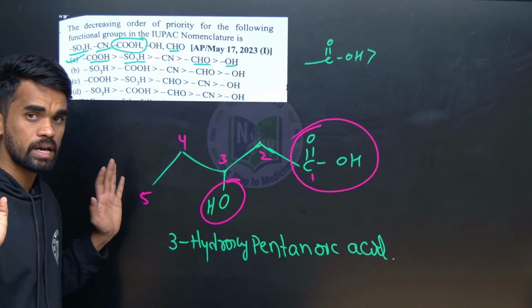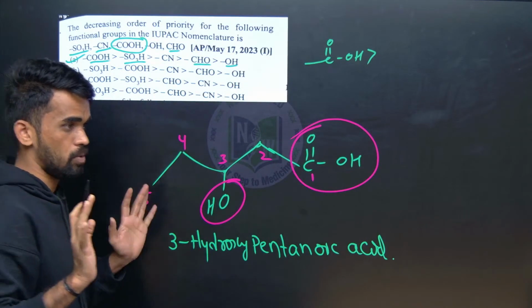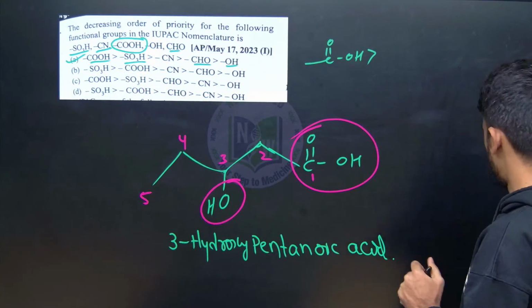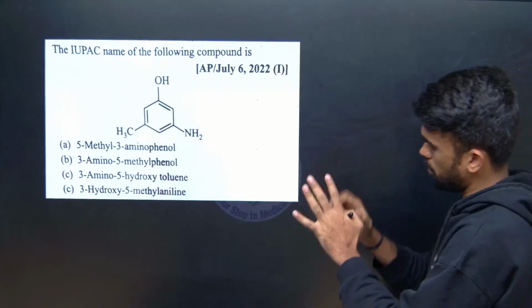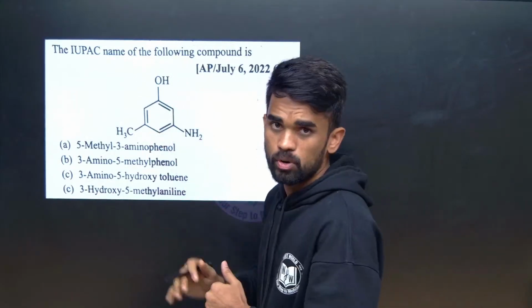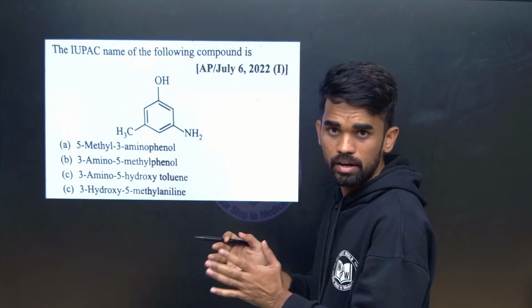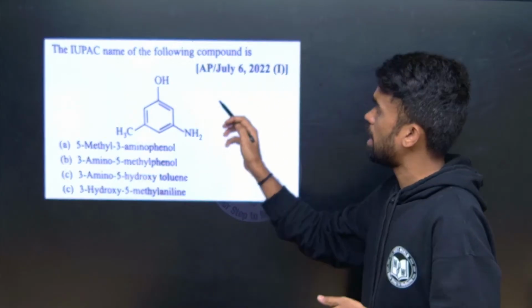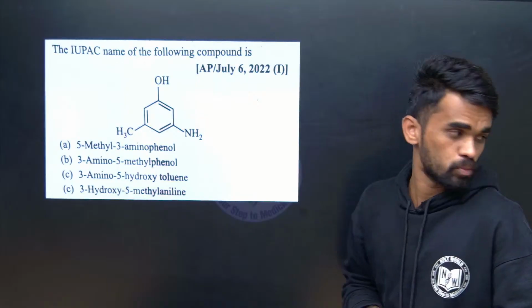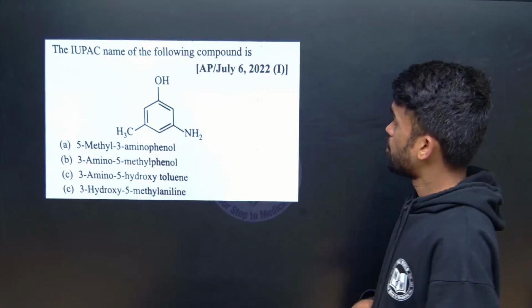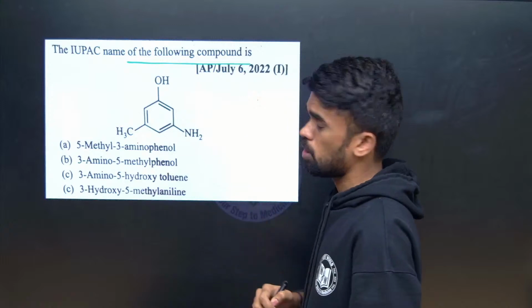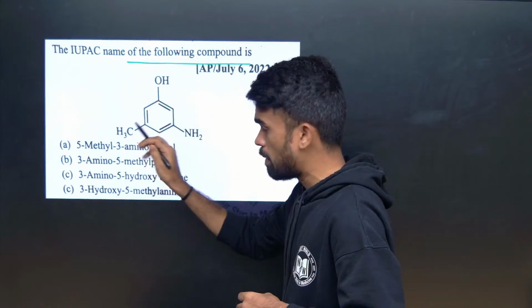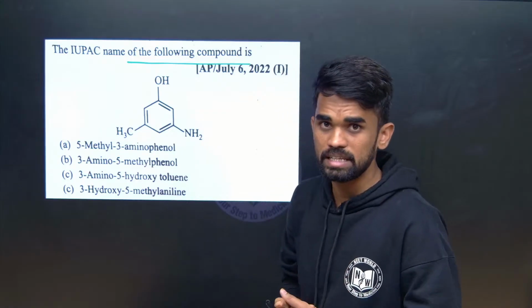Hope it is clear how we are writing the name of the organic compounds, right? Then next, here we have, so tell me, this is the aromatic compound. So IUPAC naming for aromatic compounds we will be discussing now. How can we write IUPAC nomenclature for this kind of compounds? The name of the following compound we should give. See, here we have phenol group, NH2 group and methyl group. So how can we write the name of that compound?